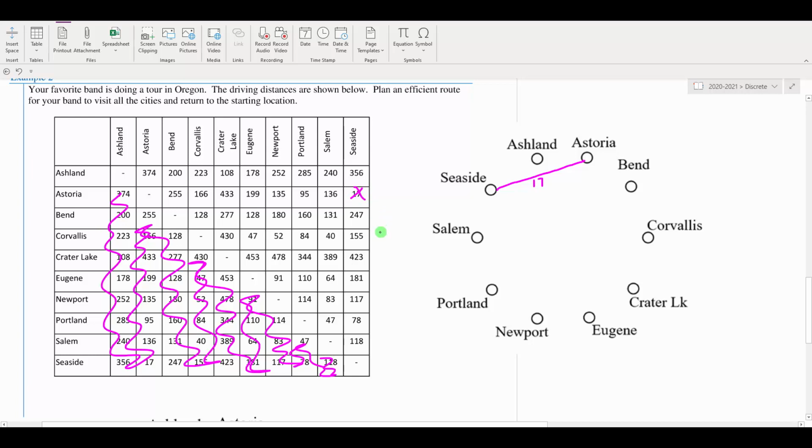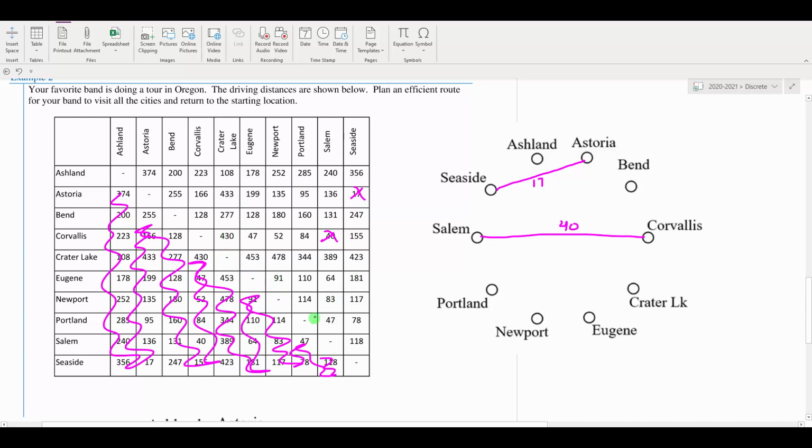It has been used. All right, so then you would scan the table and you would repeat the process again, looking for the next shortest edge. So that's going to be the 40 here, going from Corvallis to Salem. So here's Salem, here's Corvallis. I'm going to connect those two, label it with a 40. 40's gone. All right. Then we go to the next shortest one.